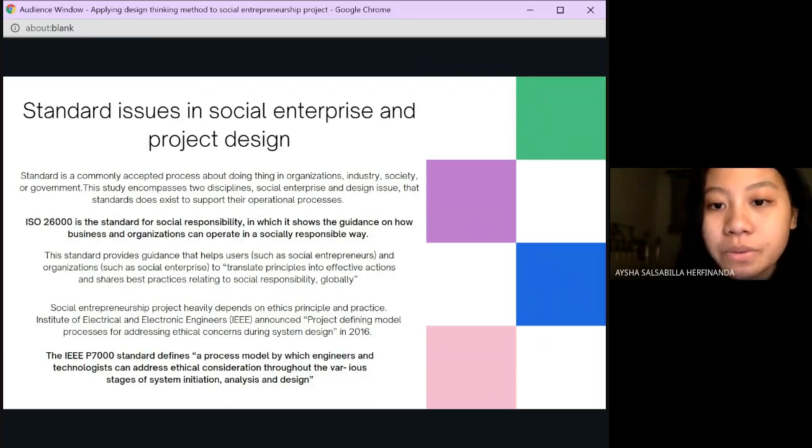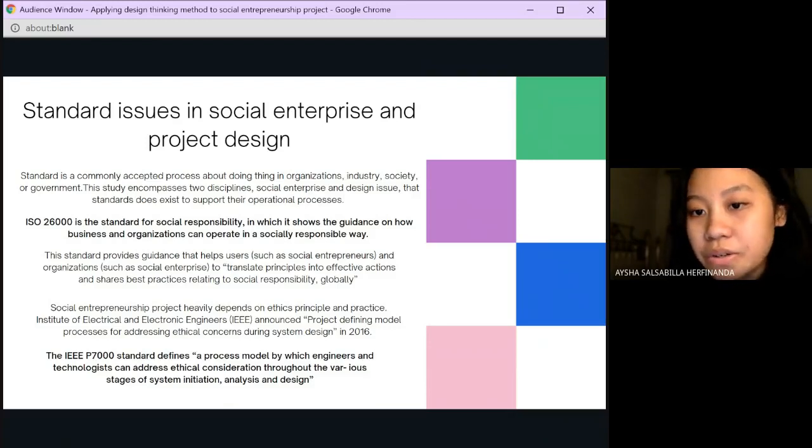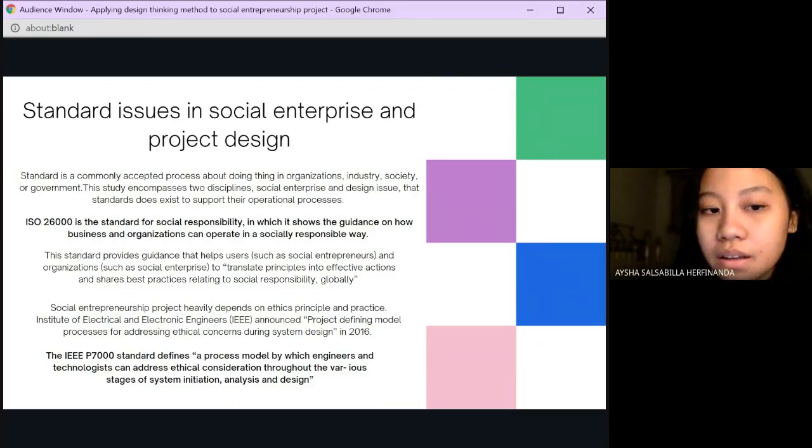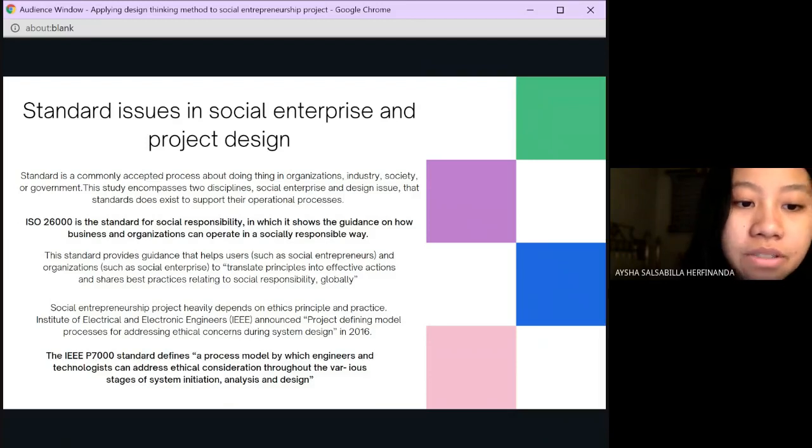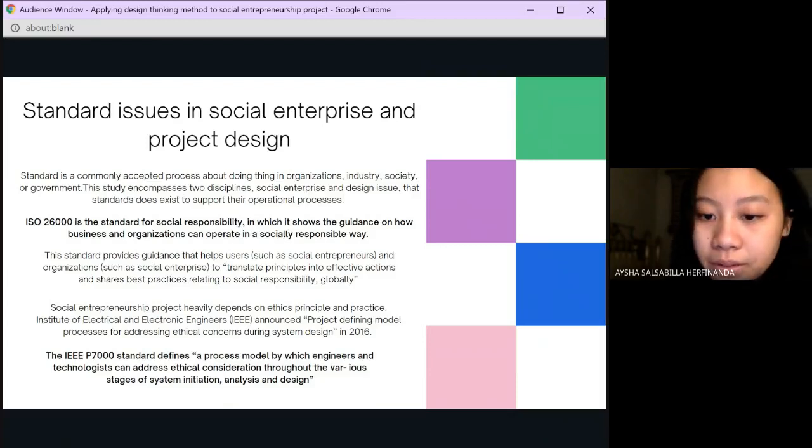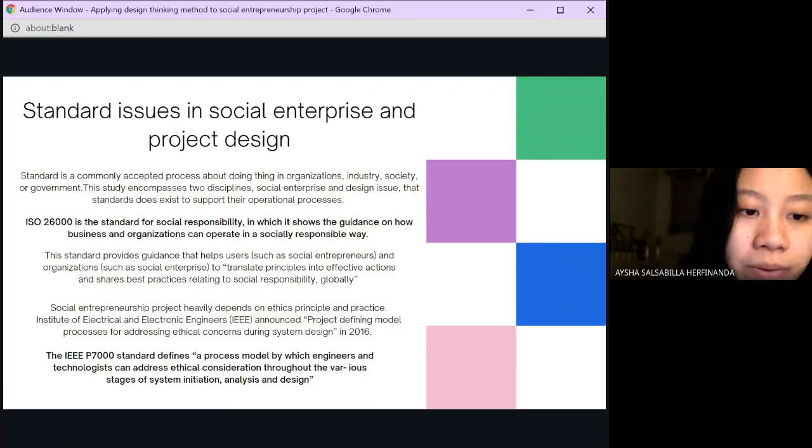we're gonna explain. The first one is ISO 26000. It is a standard for social responsibility in which it shows the guidance on how business and organization can operate in a socially responsible way. The standard also provides guidance that helps users to translate principles into effective actions and share best practice relating to the social responsibility globally.